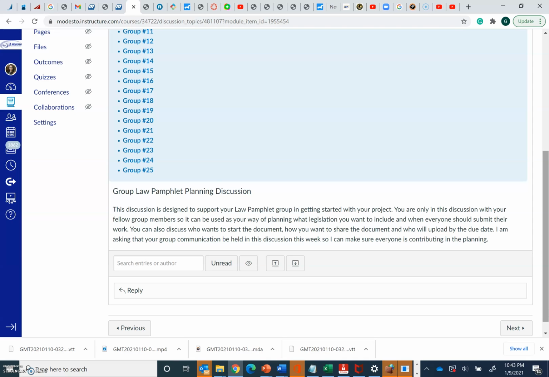So you're only communicating with the 3 people automatically. You don't have to look for your group. When you post your reply right here, it's only going to your group members, and only your group members are going to be able to reply back. So you don't have to worry about looking for your group at all. This is also your way of introducing yourselves to each other. So, hey, I'm in a group with you. Who are you? Here's my contact information. Or you can just contact each other through this discussion post. So that's your goal here, is really getting started on your law pamphlet.